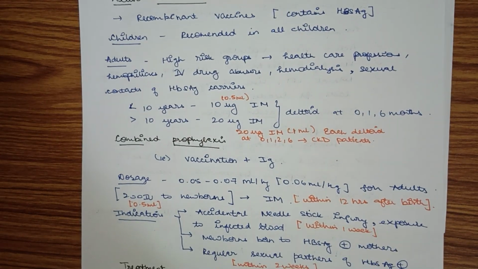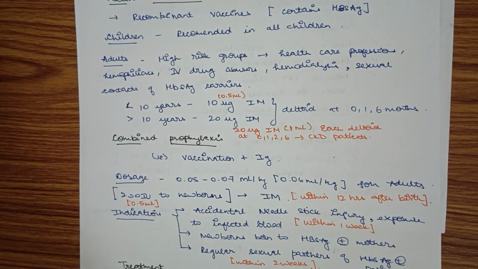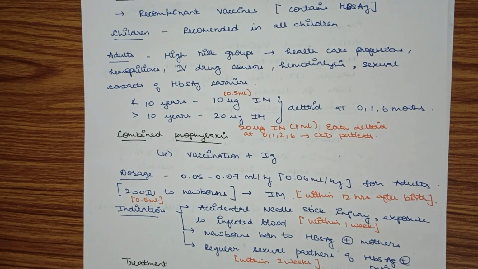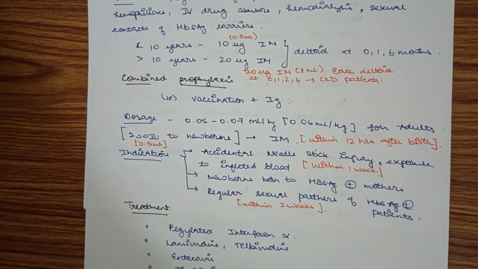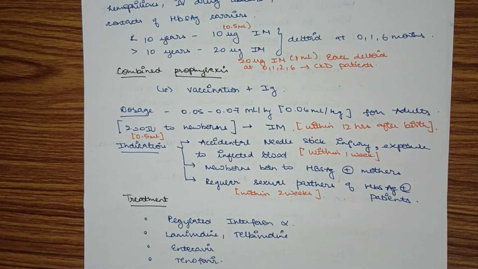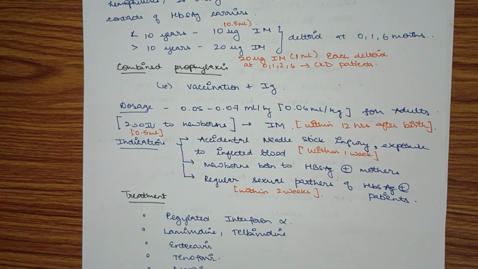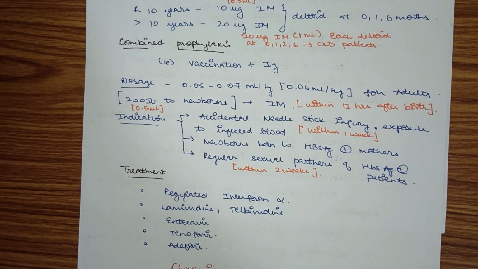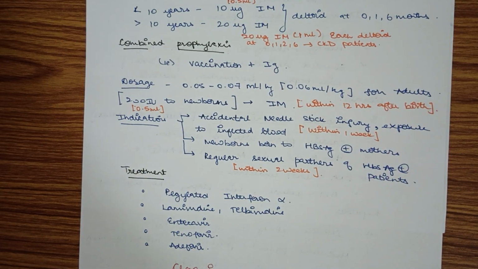In children less than 10 years, 10 microgram intramuscularly will be given, and for more than 10 years, 20 microgram intramuscularly is given. It is given in the deltoid at 0, 1 and 6 months. Also, combined prophylaxis can be given, which includes vaccination and immunoglobulin. The dosage of immunoglobulin is 0.05 to 0.07 milliliter per kg for adults, and in newborns it is 200 international units, given intramuscularly. The indications are accidental needle stick injury or exposure to infected blood, newborns born to HBsAg positive mothers, and regular sexual partners of HBsAg positive patients.